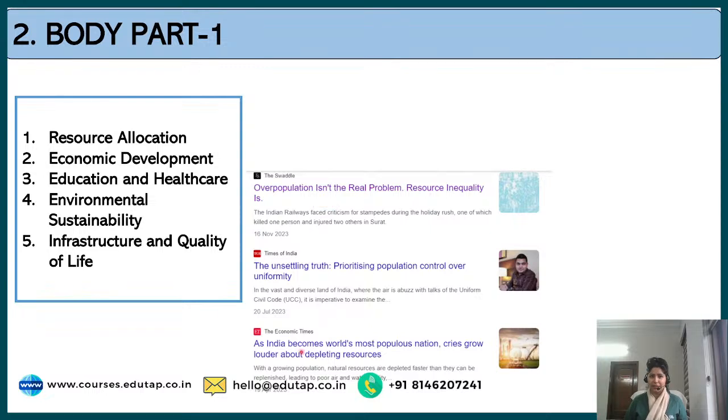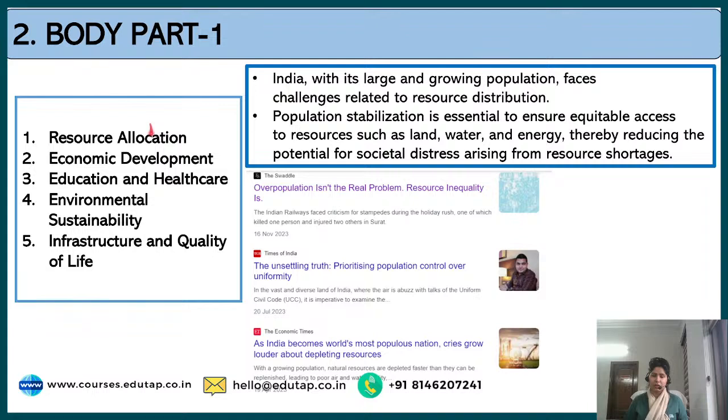Look at the last one. As India becomes world's most populous nation, cries grow louder about depleting resources. So natural resources are depleted faster because the people who are using those natural resources, water, air, land, are much higher in number as compared to before, and the natural resources available are limited. So resource allocation happens more positively when population control is there.